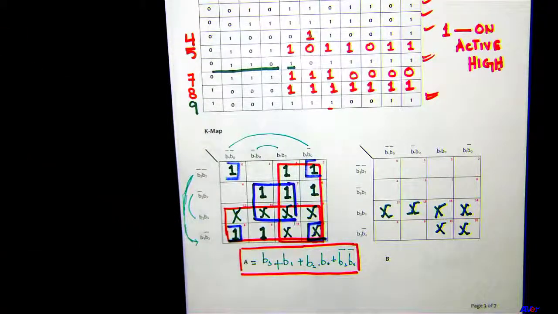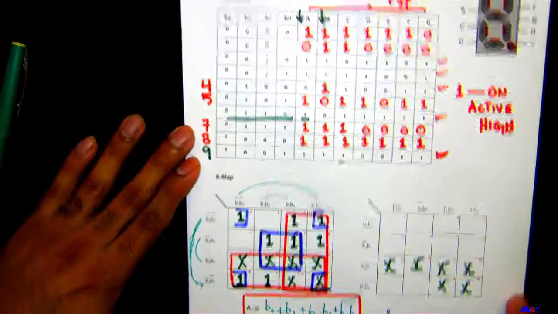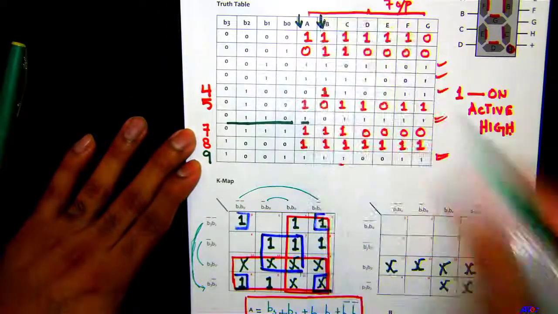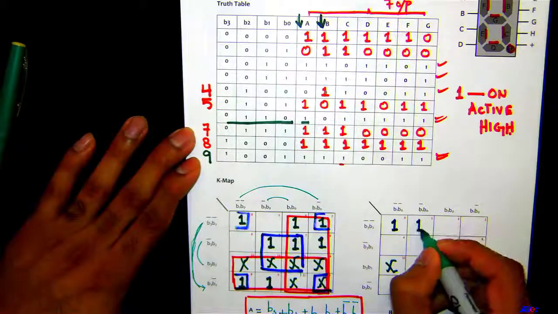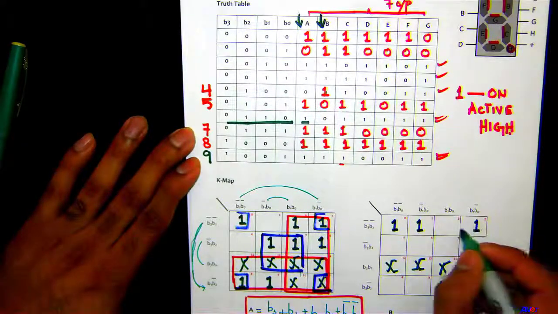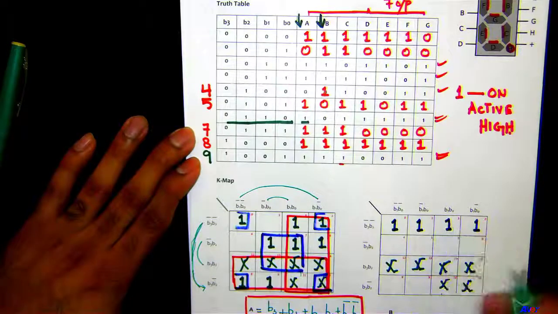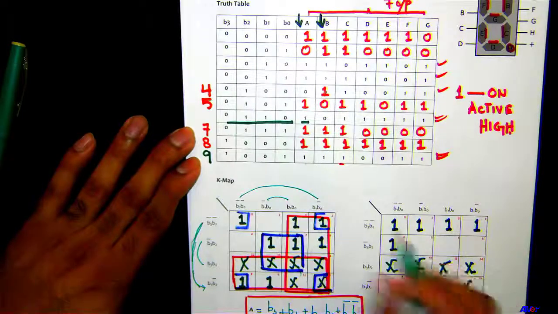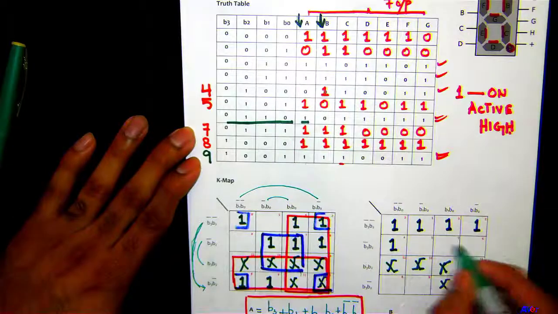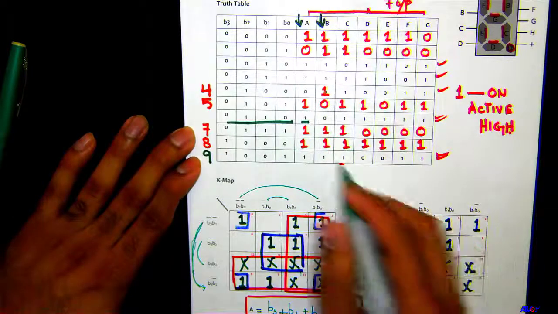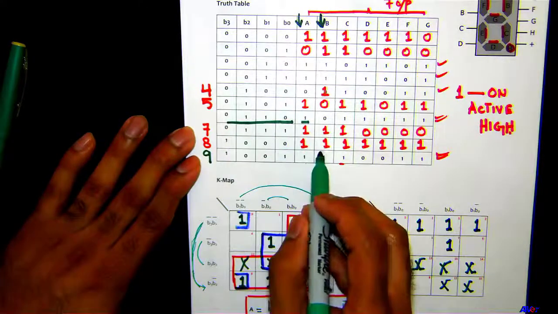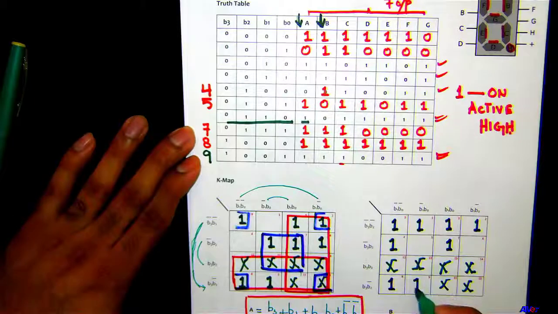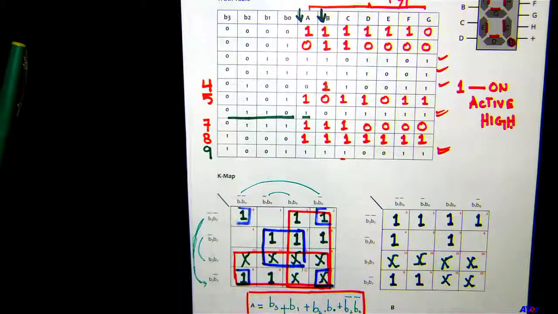Okay, let's now do it for B. I'm going to look at this column right here. So 0 is 1, 1 is 1, 2 is 1, 3 is 1, 4 is 1, 7 is 1, 8 is 1, and 9 is 1. Okay, how would you do this one right here?